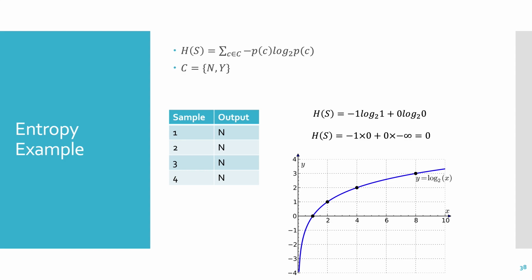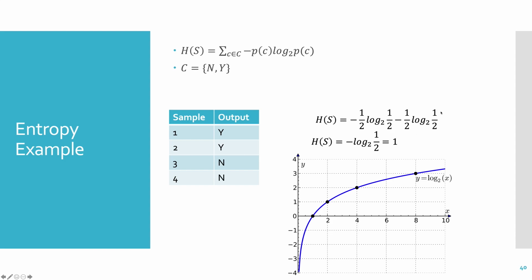Now, if we look at the opposite case where the label is always yes, we get the exact same result. It's still unsurprising, right? You can see the probability of no is here, the probability of yes is here, so they just swapped. Now for a more interesting case, if we have 4 samples, 2 of which have a label of yes and 2 of which have a label of no, we get a more interesting value for entropy.